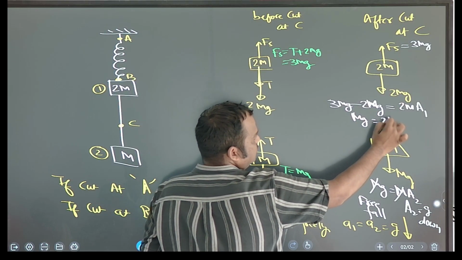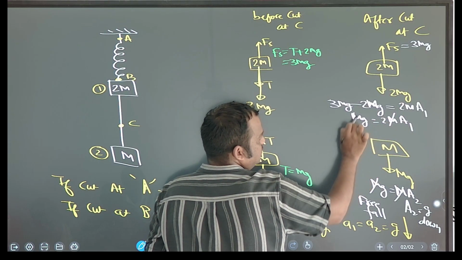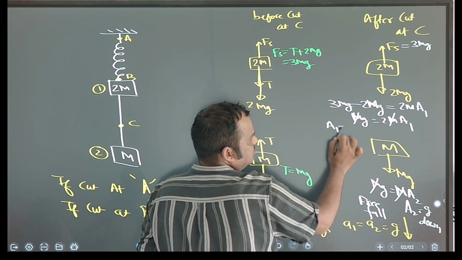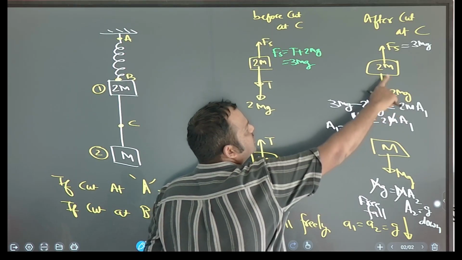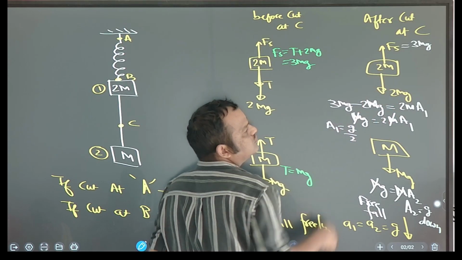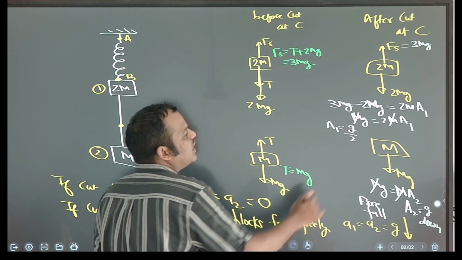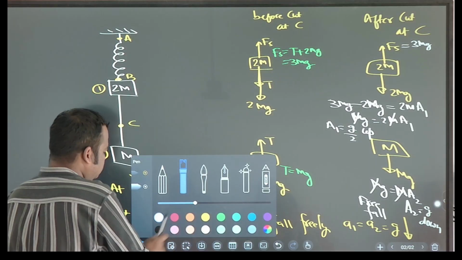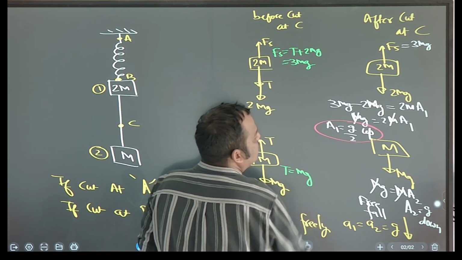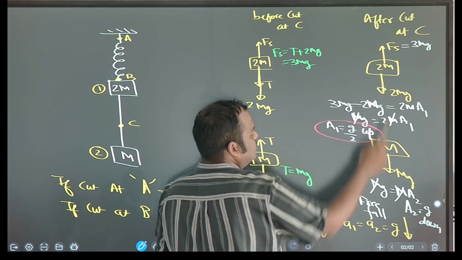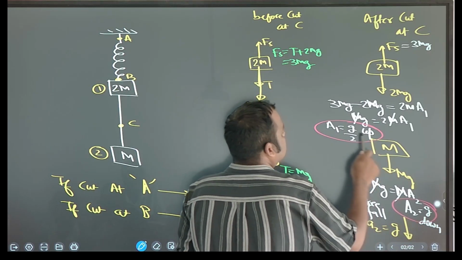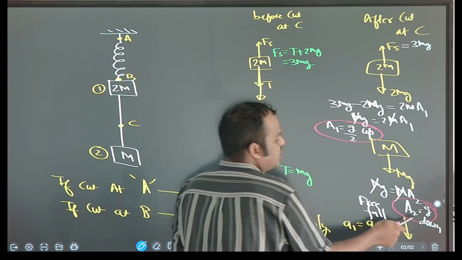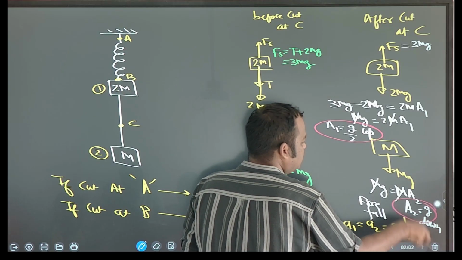mg is equal to 2 ma. Cancel. So what is a1? g by 2. Direction? Up or down? Up. Upward. Correct. Good. So note down. Acceleration of block 1 is g by 2 up. Acceleration of block 2, g down.